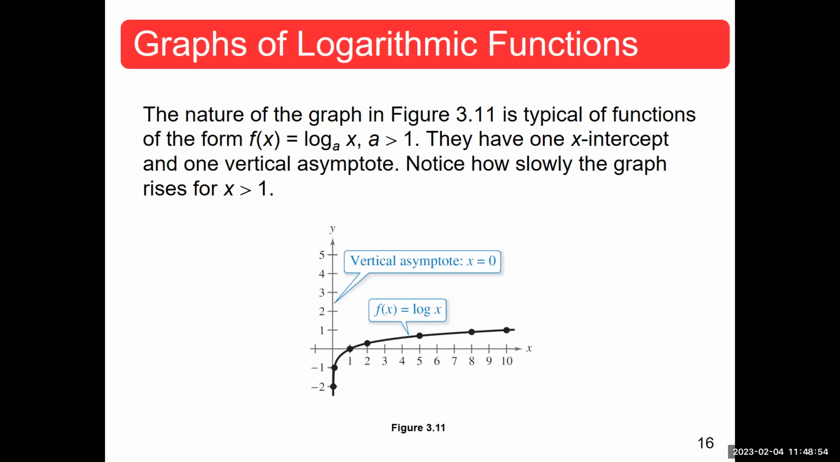As I said, we have a vertical asymptote at x equals 0 because the graph goes to infinity along the y-axis. But they always have an x-intercept at x equals 1. So in logarithmic functions, if I set y equal to 0, log base a of 1 is equal to 0.